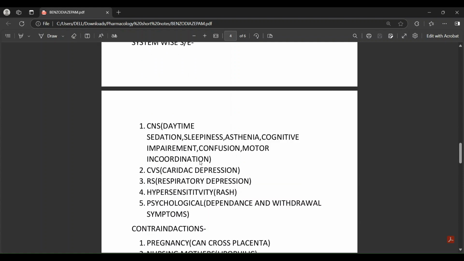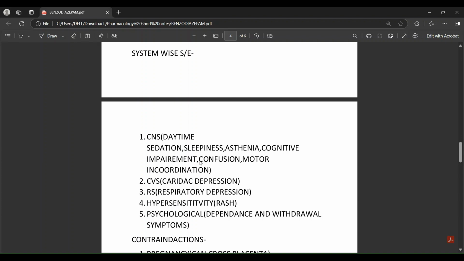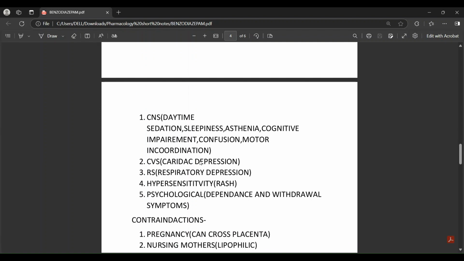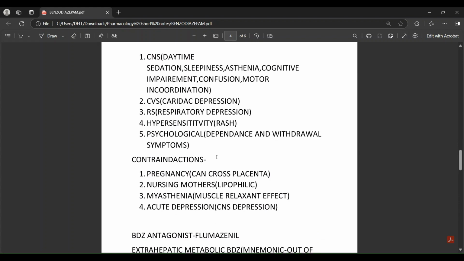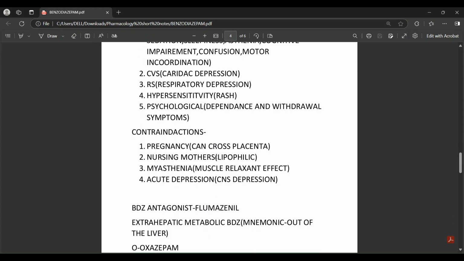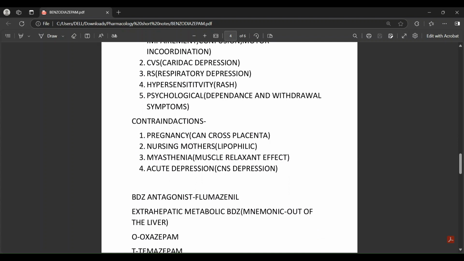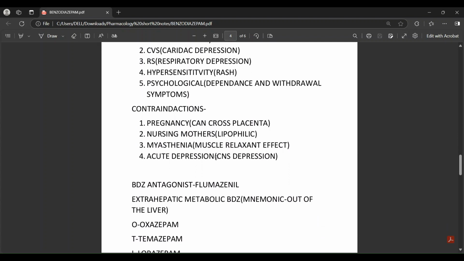When you remember side effects, remember them system-wise. In the CNS, they cause daytime sedation and sleepiness, asthenia, cognitive impairment, confusion, motor incoordination. Cardiovascular: cardiac depression, the rate will be reduced. Respiratory depression, the respiratory rate will be reduced. Sometimes hypersensitivity reaction, skin rash, drug induced dermatitis, and psychological dependence and withdrawal symptoms.